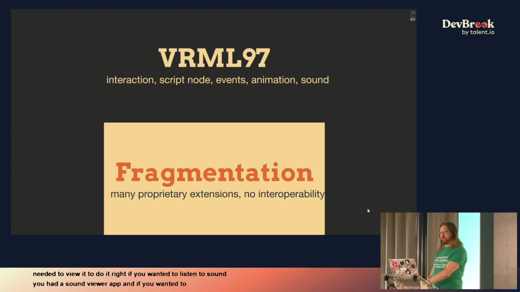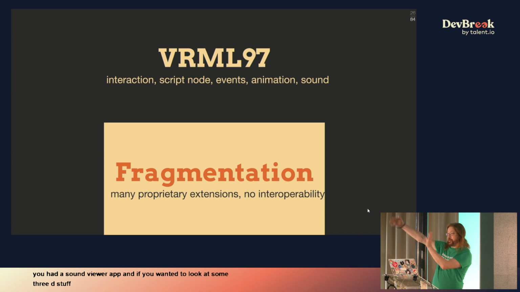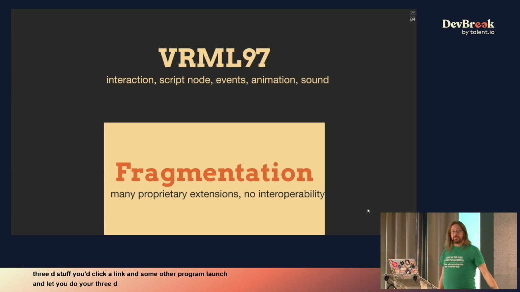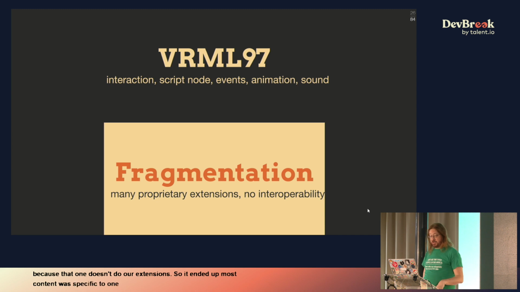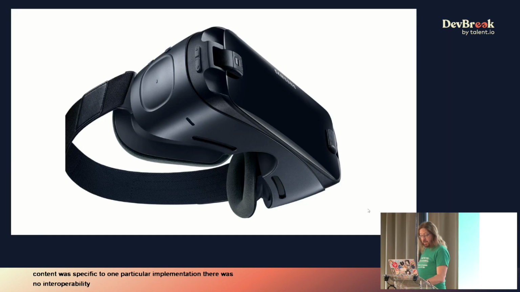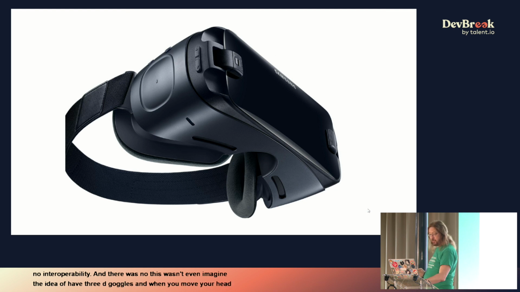And if you wanted to look at some 3D stuff, you'd click a link and some other program would launch and let you do your 3D stuff. And it soon got to be only follow this link if you got this one installed, but not this other guy, because that one doesn't do our extensions. So it ended up most content was specific to one particular implementation. There was no interoperability. And this wasn't even imagined, the idea that you would have 3D goggles and that when you move your head, it would actually know where you were, all of that sort of stuff.